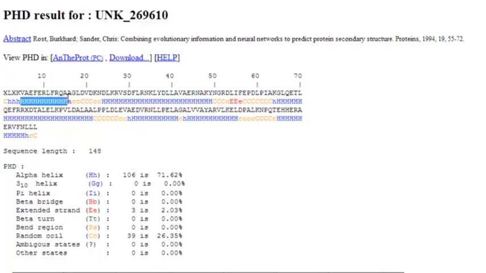You notice there are some uppercase and lowercase letters. For instance, you see the uppercase, and then the lowercase sort of flanks that region. What it means is that there is an alpha helix in this region. It could be as short as the stretch of uppercase or as long as the stretch of both. So it's kind of difficult to determine exactly where it begins and ends. So that's the idea behind the uppercase and lowercase.